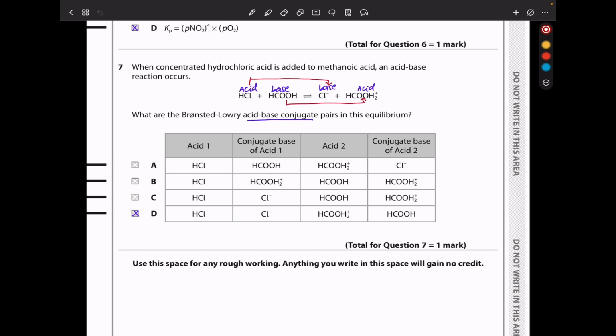In the forward reaction, this is the acid because it becomes a base, or it loses the hydrogen. And this is the base because it receives the hydrogen. So here the answer is going to be D. Acid 1 is HCl. Conjugate 1, meaning the conjugate for acid 1, is going to be Cl⁻. And acid 2 is going to be this one here, and its conjugate is going to be that. So D would be the answer.